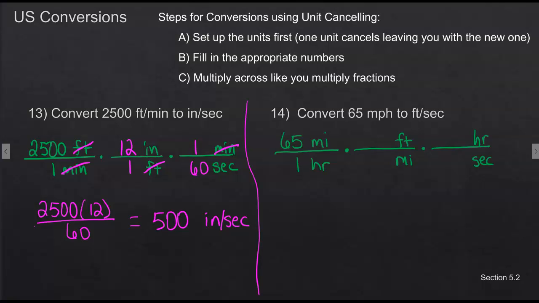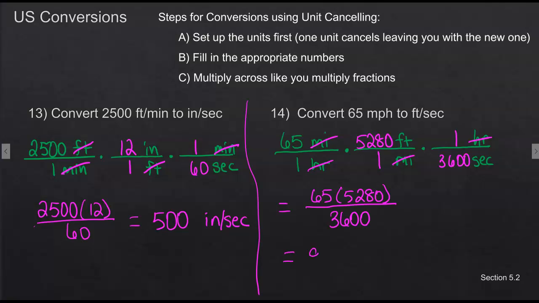Your conversion chart does have the conversion for hours to seconds, but you could figure it out even if you didn't have that. Now this one, it might be when you have to look up. 1 mile is 5,280 feet, and 1 hour is 3,600 seconds, right? 60 seconds in 1 minute, 60 minutes in 1 hour. So 60 times 60 is 3,600. We're going to multiply. Let's get rid of our units. So 65 times 5,280. And we divide that by 3,600.